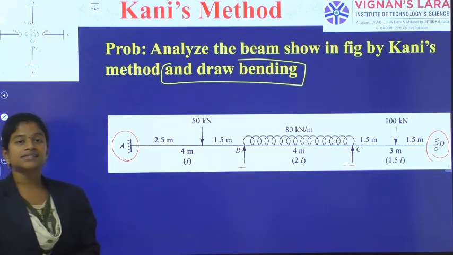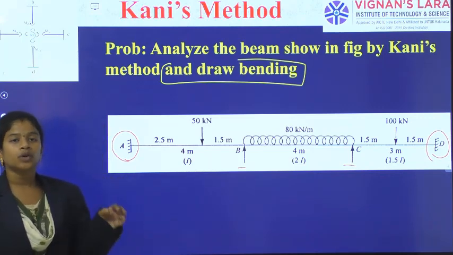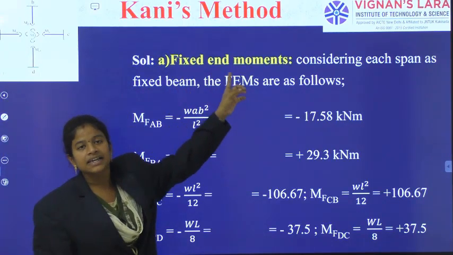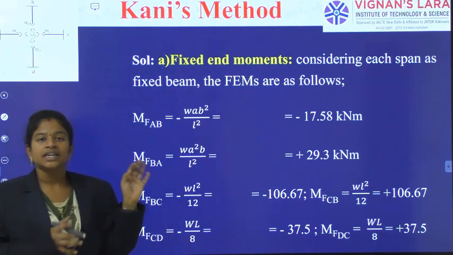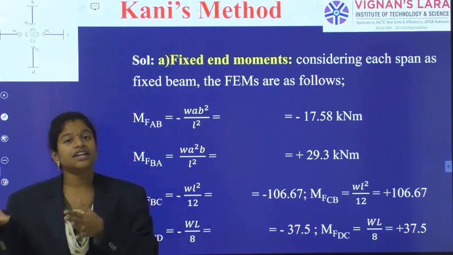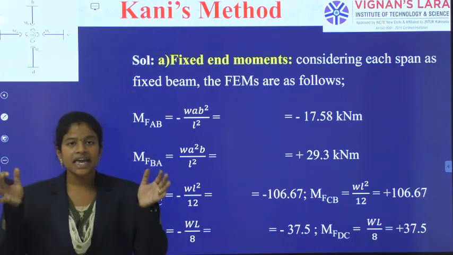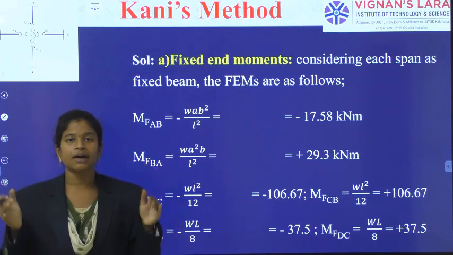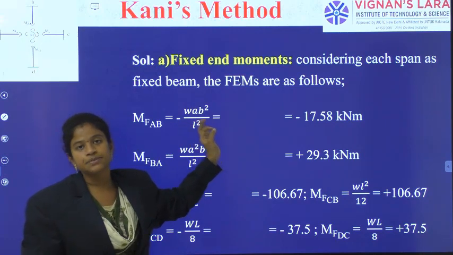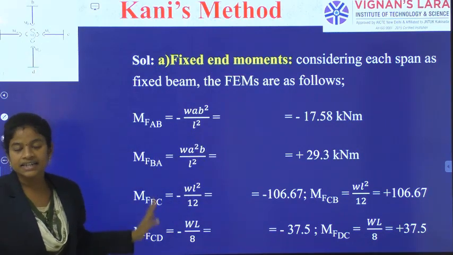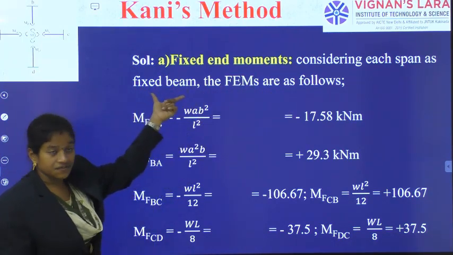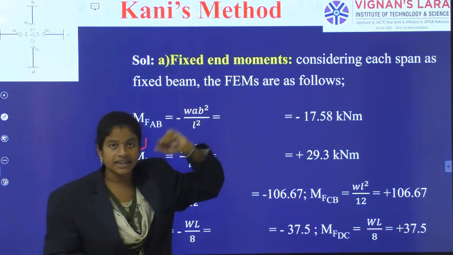So in our first step, generally, we will calculate the corresponding fixed end moments. So our step 1 is the calculation of the fixed end moments. For such a beam, the same beam we have done in Clapeyron's, in slope deflection, and in the moment distribution method also. Now the same continuous span beam I am doing in the rotation contribution method, or Kani's method. So our first step is the calculation of the fixed moment. How will we calculate it? Considering each span as a fixed beam, the fixed end moments are calculated as below.